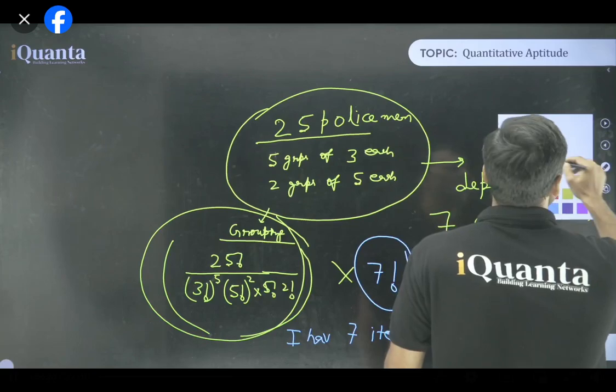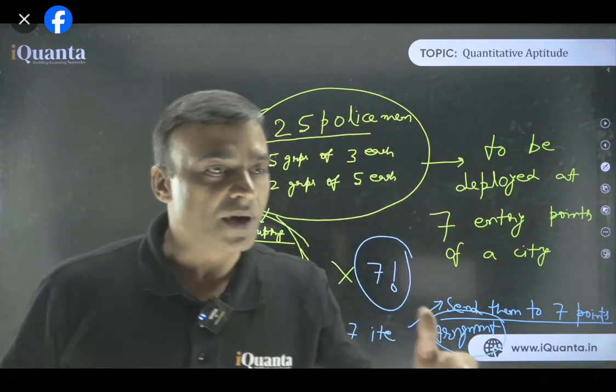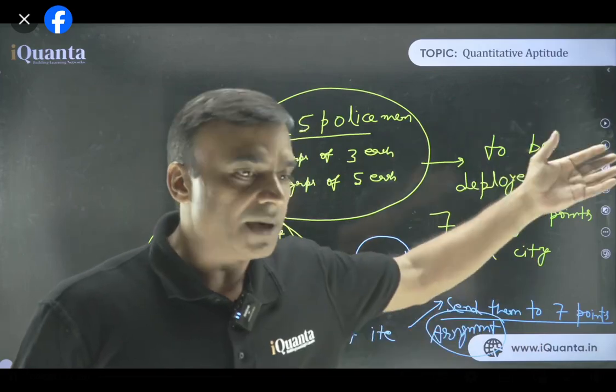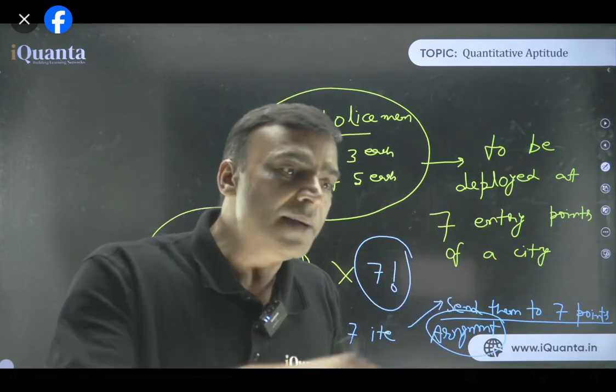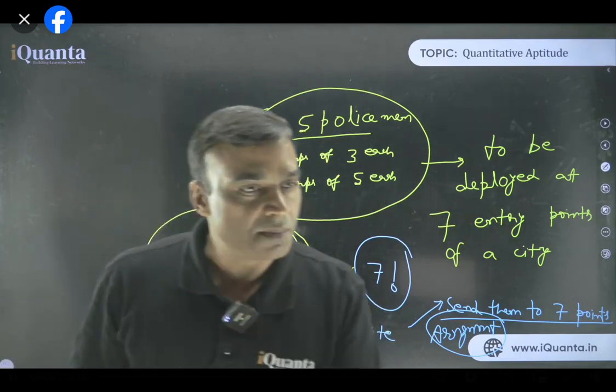Those 7 groups can go to any entry point. So for example, Delhi has different entry points. Noida is 1 entry, Gurgaon is 1 entry, Faridabad is another entry. So any group can go to any place. So how do you decide that? 7 groups at 7 different places.